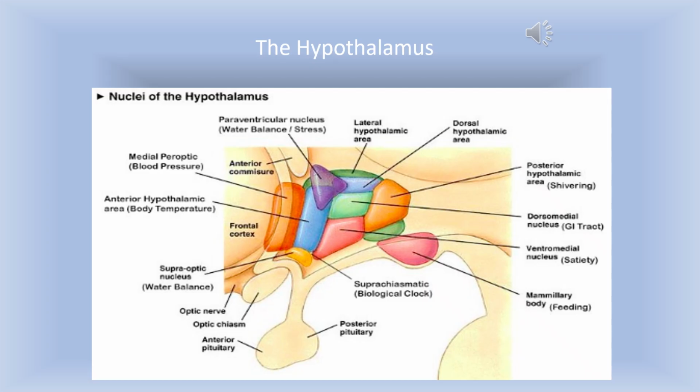The paraventricular nucleus here, water balance and stress. Actually, the thing that the paraventricular nucleus is known for is that it has the cells which secrete the hormone oxytocin. The hormone oxytocin is the hormone that prompts the uterus to contract at the time of labor and delivery. And it also has some other interesting functions, which I will leave it up to you to look up.